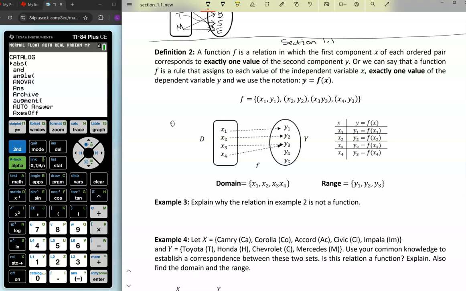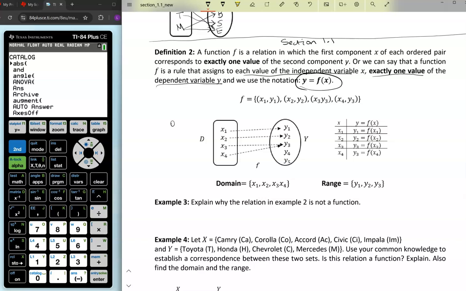All right, so a function is a relation in which the first component, x, as you remember, of an ordered pair corresponds to exactly one value of y, the second component. Now, what that means is that for each value of the independent variable, exactly one value of the dependent variable y gives us a function. And here's that function notation that I referenced in the previous video.